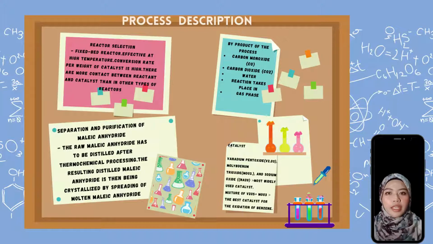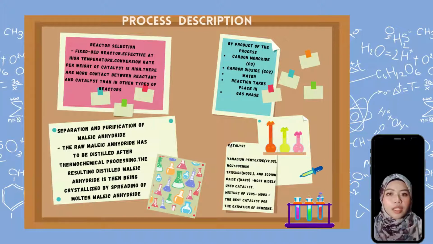I will present about the process description. Number 1 is separation and purification of maleic anhydride. The raw maleic anhydride has to be distilled after thermochemical processing. The resulting distilled maleic anhydride is then crystallized by spreading of molten maleic anhydride.